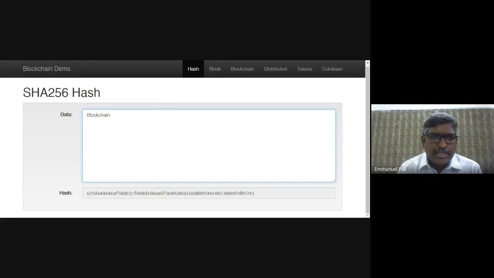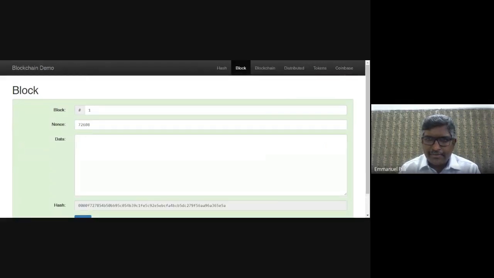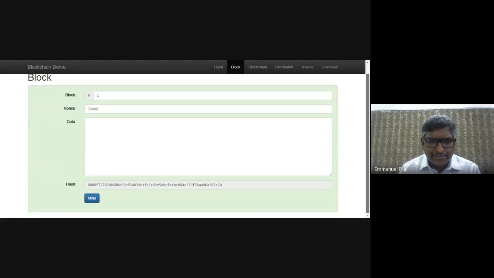Then, please note this address. I will share it with you, and it's there on the slides also, so that you can see the blockchain demo. So this is how a block looks like. Let me reduce this so that you're able to clearly see it. Now, if you see here, there are four zeros to start with. This is a simulated version. The live blockchain has 19 zeros to start with.